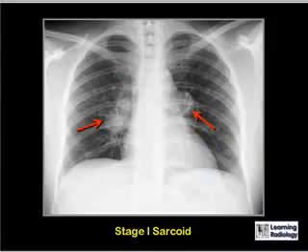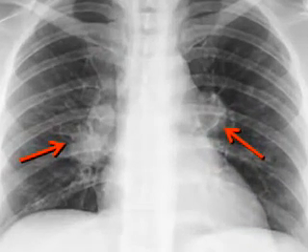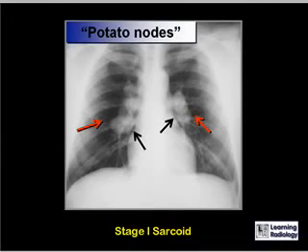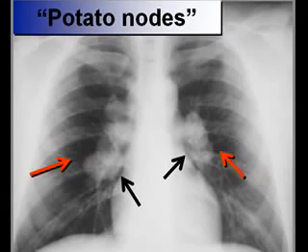This is another patient with stage 1 sarcoid. The red arrows are pointing to the bilateral hilar adenopathy. The right paratracheal adenopathy is less evident in this patient. Here's another patient with stage 1 sarcoid. You can see there are large bilateral hilar nodes. They have a lumpy appearance. These have been called potato nodes.